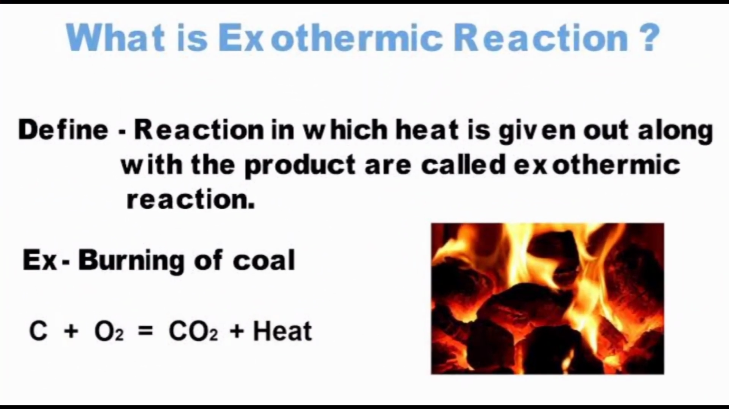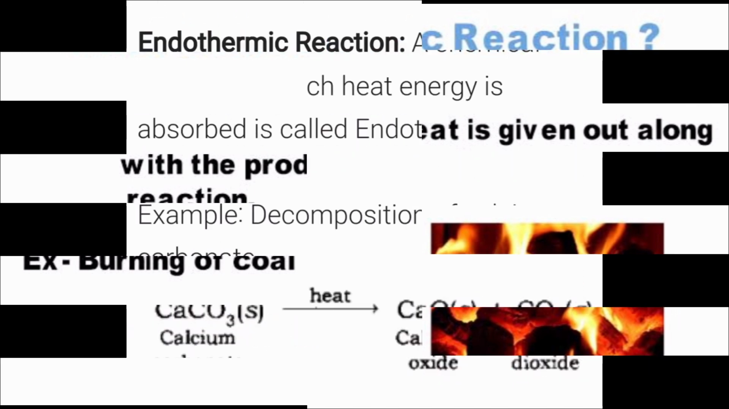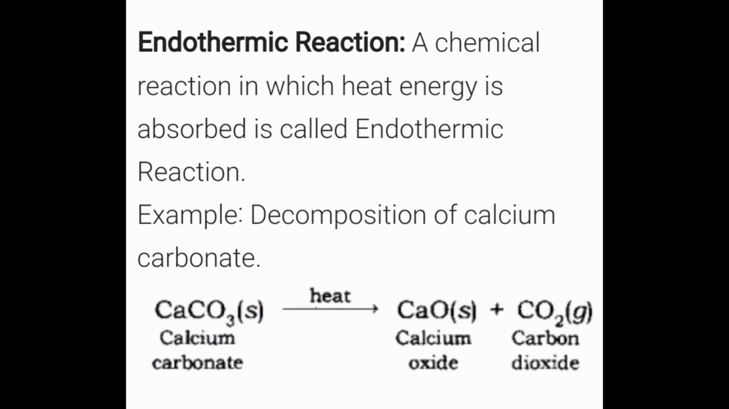What is an exothermic reaction? A reaction in which heat is given out along with the products is called an exothermic reaction. Burning of coal, you can see, gives a lot of heat and carbon dioxide gas. Endothermic reaction. A chemical reaction in which heat energy is absorbed is called an endothermic reaction. Example: decomposition of calcium carbonate.